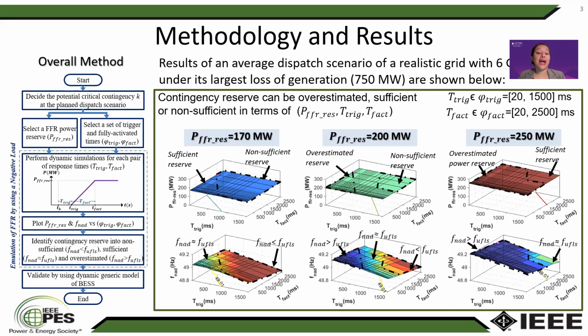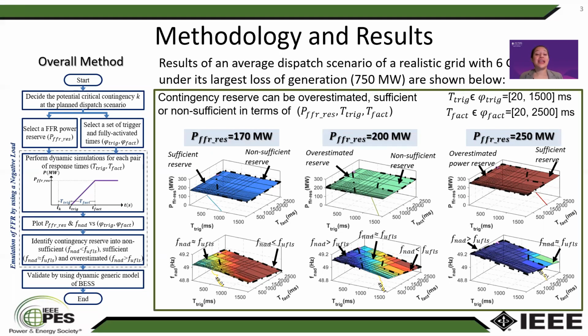We propose a method depicted in the left-hand side. First, we decide a potential contingency, which is usually an outage of a large generation unit. Then we select one or more power reserves to be tested and a set of trigger and fully activated times. These are related to the delays and ramp rates of batteries.